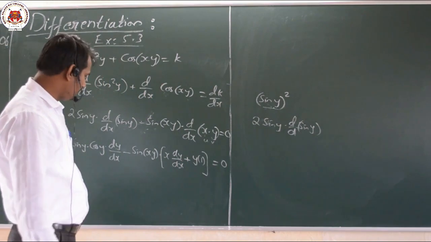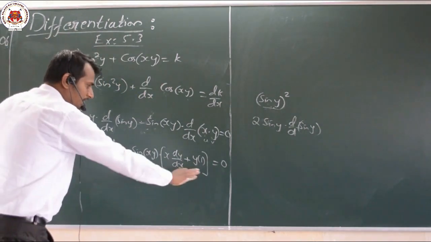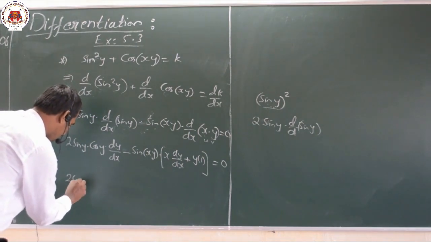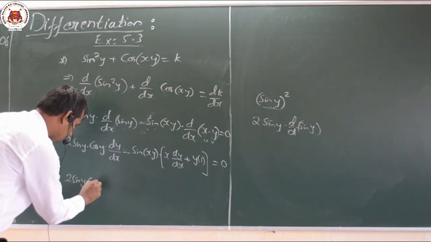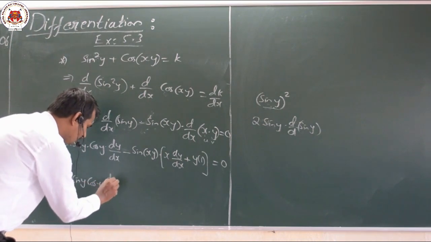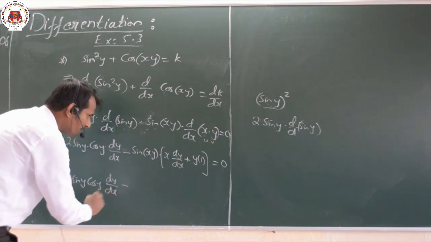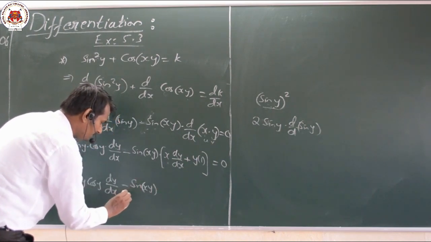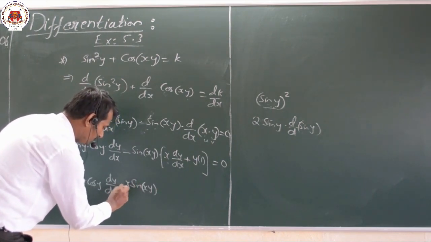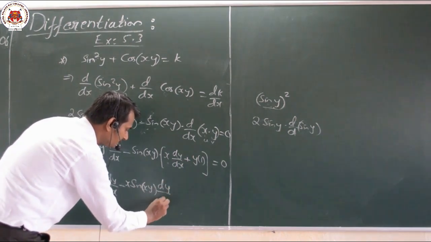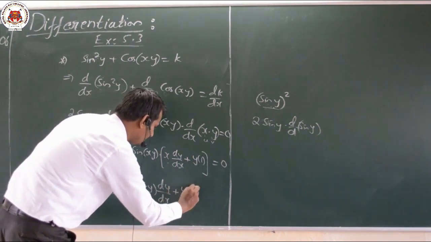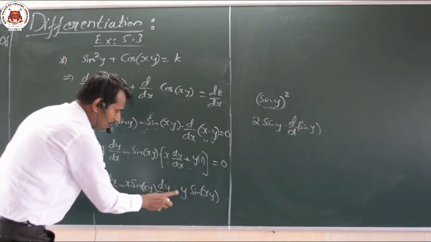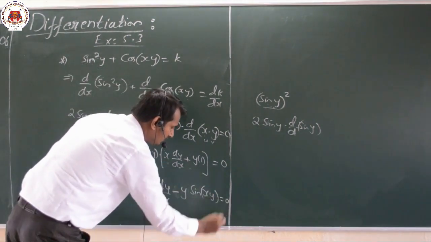Very simple. Now I will multiply these terms here. So what we get here? 2 sine y into cos y, I can write as sine 2y, into dy by dx, minus sine xy into x, that is the remaining part, dy by dx plus y into sine xy. It is not plus here, we'll have minus sign, equal to 0.